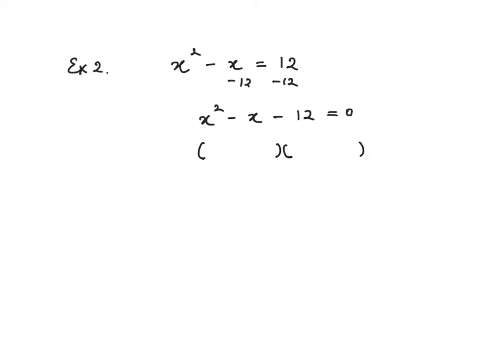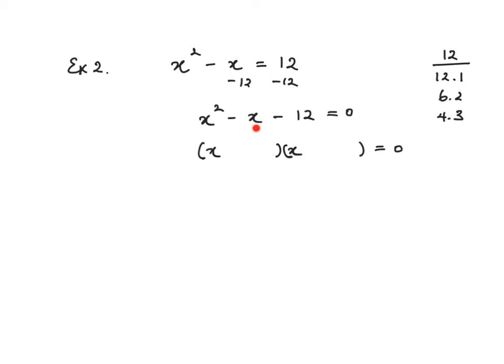So we're going to have x and x. As with the last example, a negative in this position means the signs in the brackets are different. We want the factors of 12. I'm going to write the factors of 12 down. So it's 12 times 1, 6 times 2, and 4 times 3. All of these numbers multiply together to give 12. That's not the problem. The problem is which pair of numbers can be added or subtracted to give a 1x.